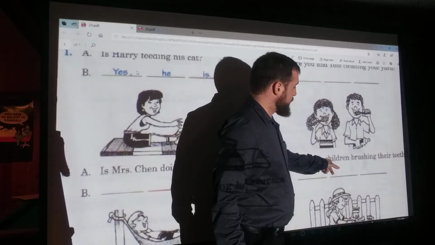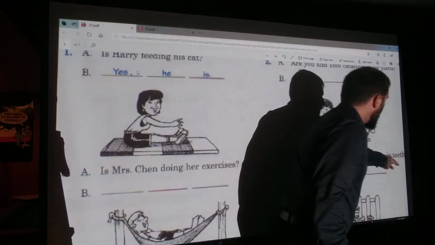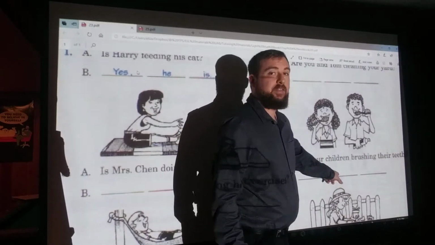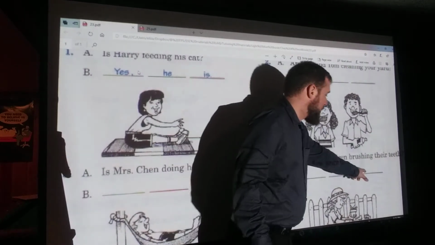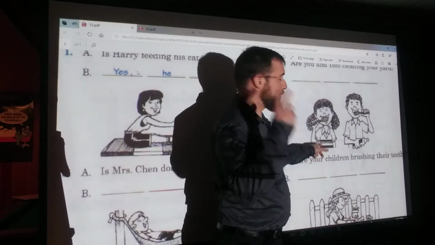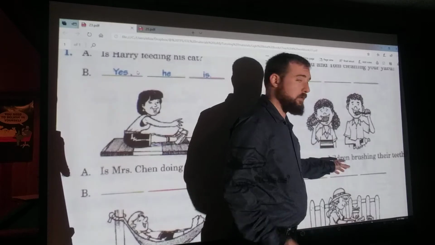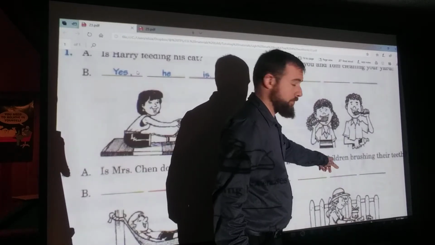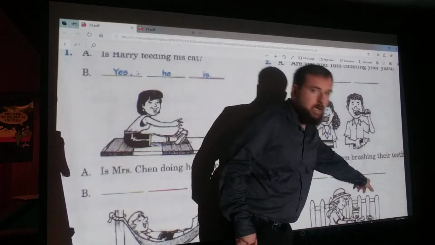Number 4. Are your children brushing their teeth? Yes, they are. Make sure you wrote they here. Two children. They are. Not we, because this isn't you. This is two other children. They are.